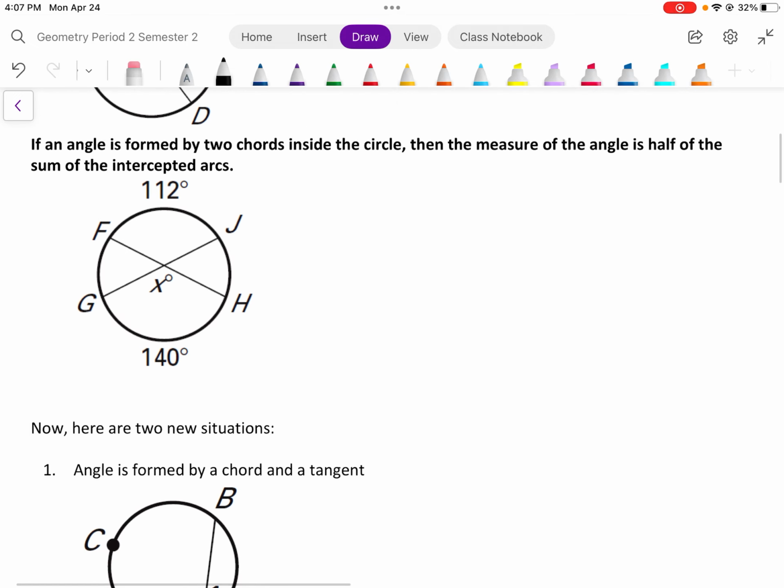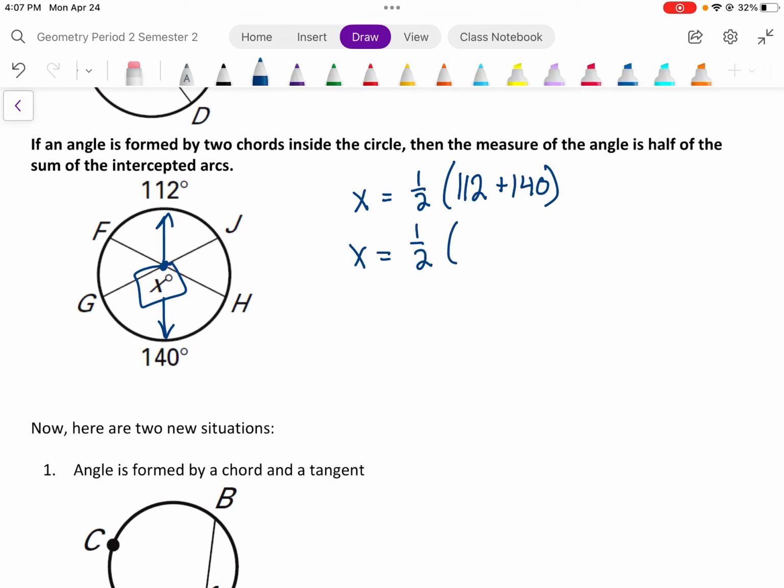Then looking at our angles formed by two chords in a circle, remember we are using the arcs that are across from the pair of vertical angles we're using. So that angle measurement is going to be equal to half of the two arcs added together, or the sum. So for this one, we would have half of 252, and that's going to be equal to 126 for our x value.